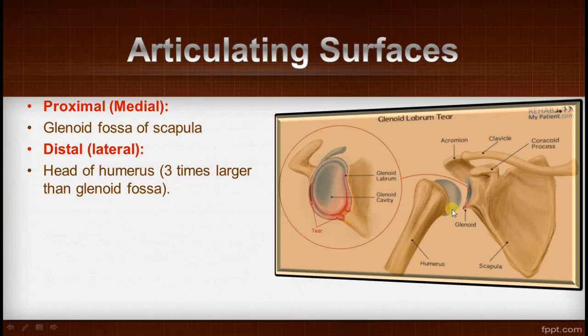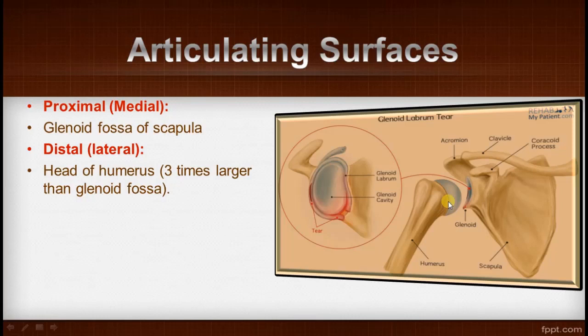And the head is directed medially, backwards and upwards. It is 3 times larger, so naturally it does not completely fit. This itself can give you an idea about the stability of the joint. It is not a very stable joint, as both the articulating surfaces do not fit congruently to each other.